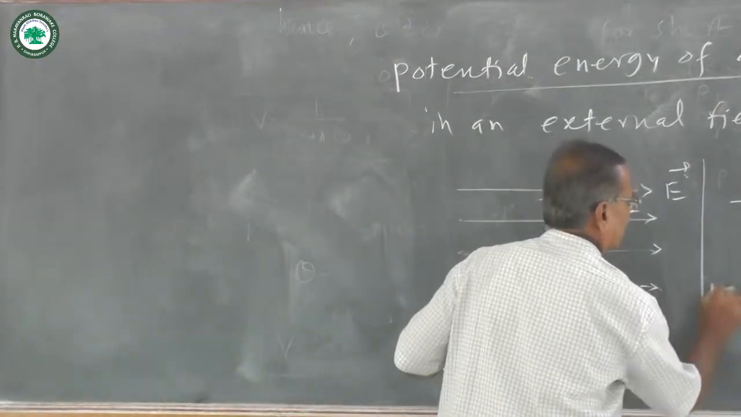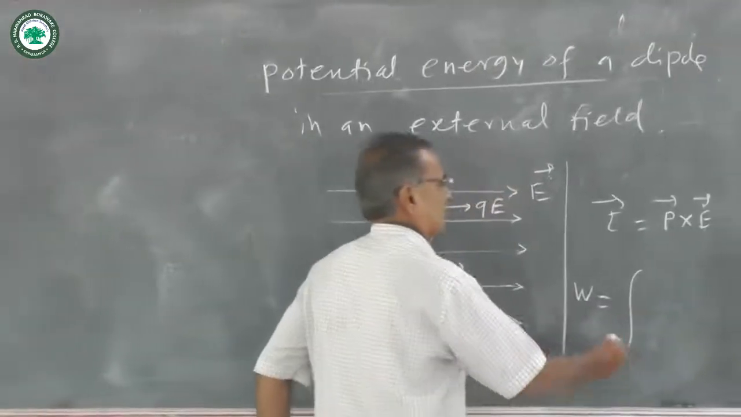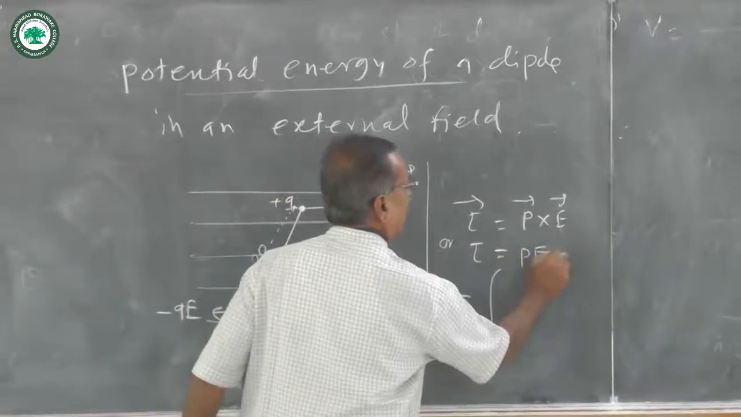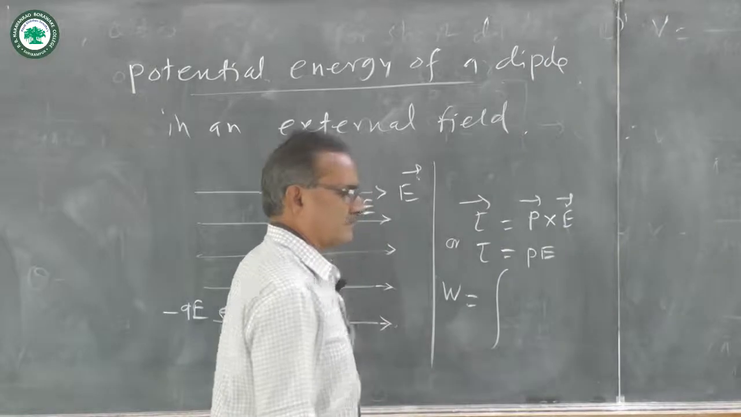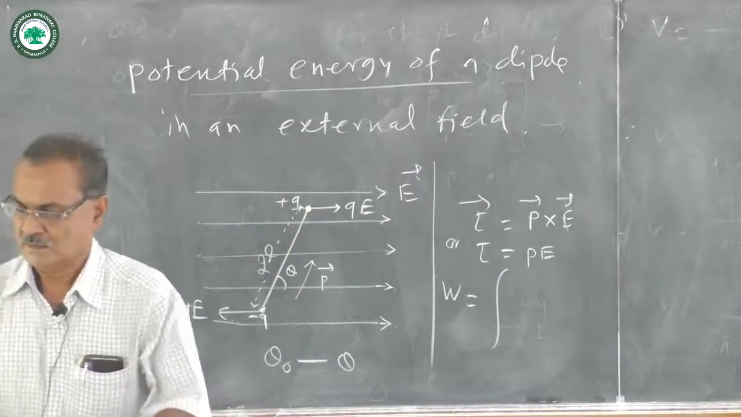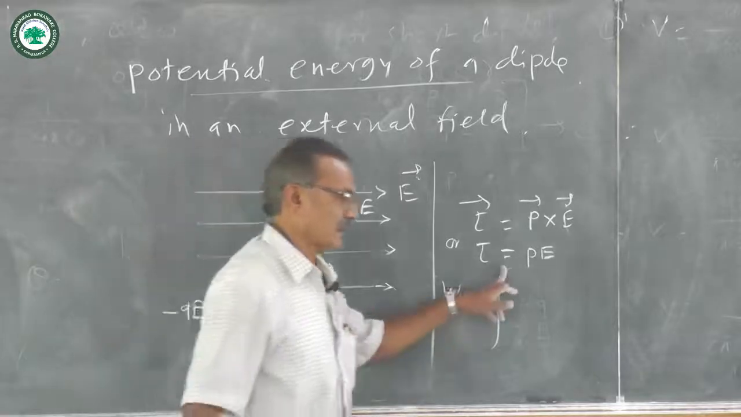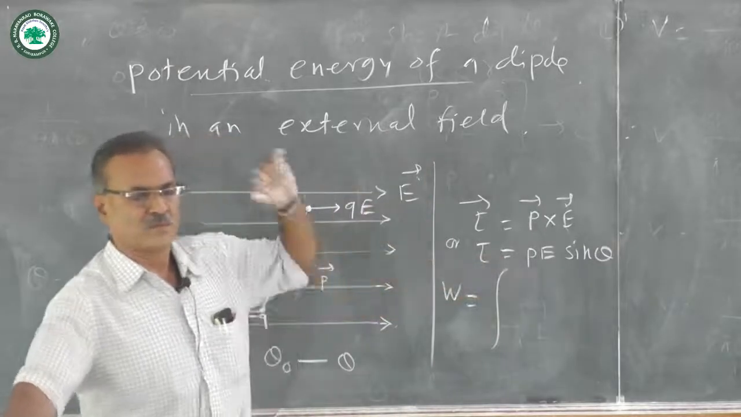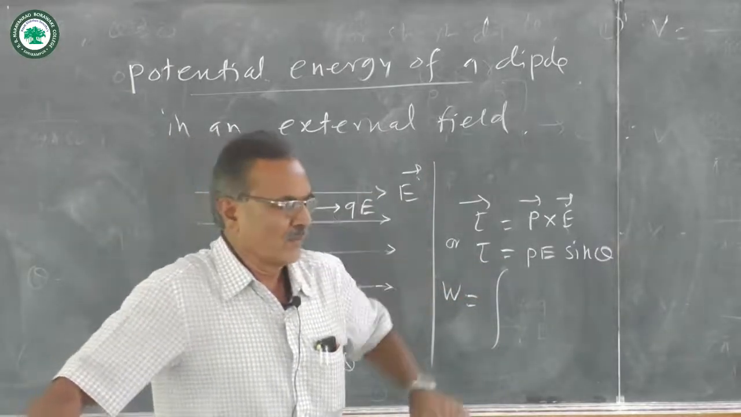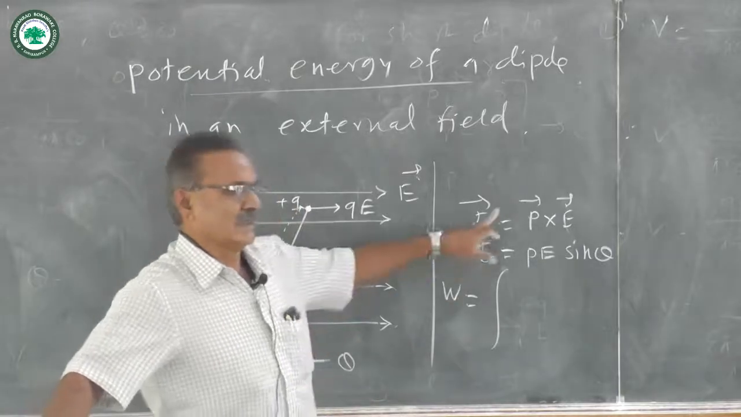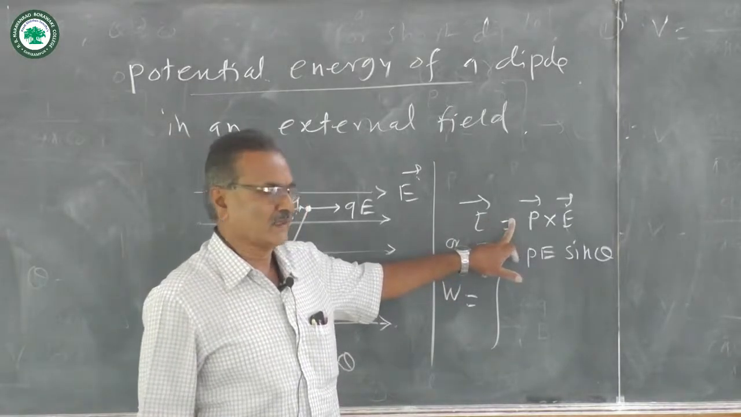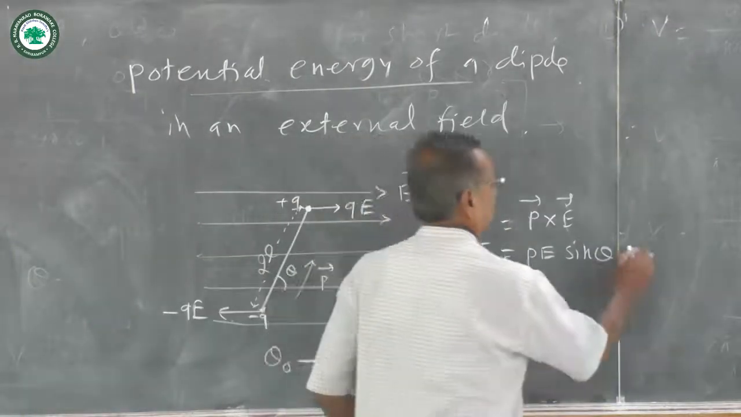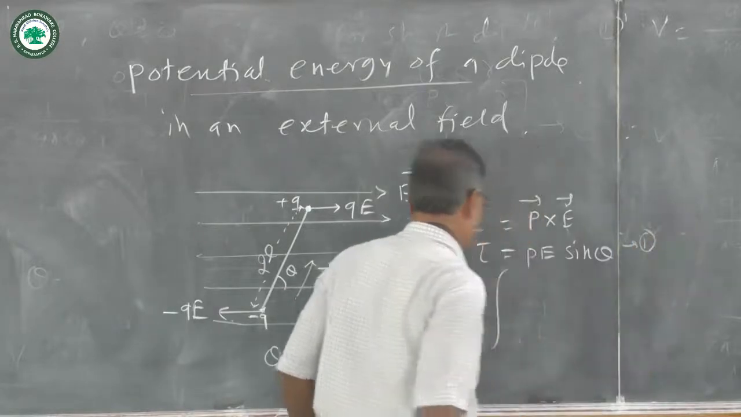So, work done W is equal to, just one minute, we have to take its magnitude. Torque is equal to PE sin theta, that is the product of the magnitudes of two vectors and the sine of the angle between them, that is the cross product, or vector product. This is the magnitude of torque.